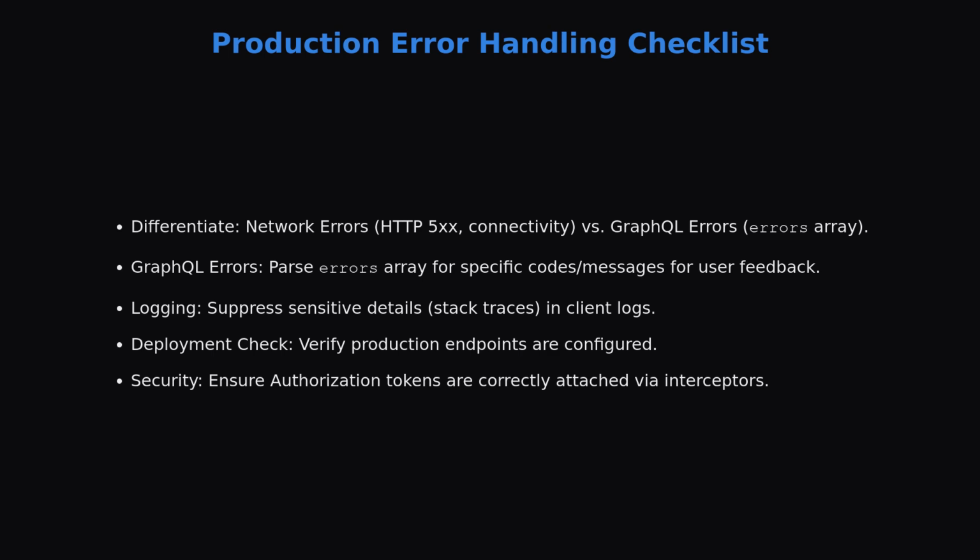The final deployment checklist requires verifying that the client is configured to use production endpoints, that logging levels are set to minimal, and that appropriate security headers, such as authorization tokens, are correctly attached to every request via interceptors.